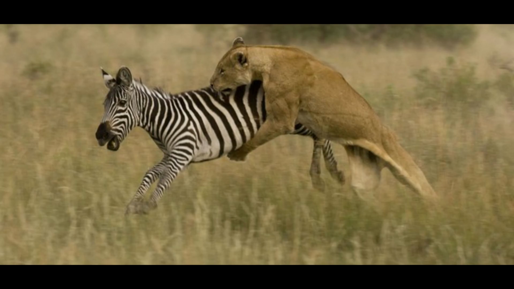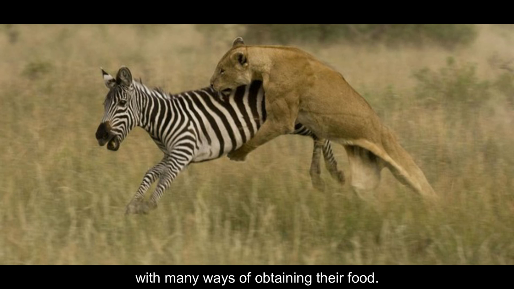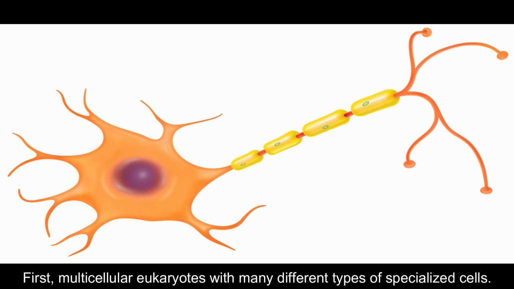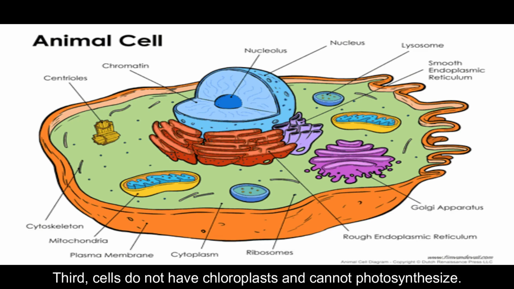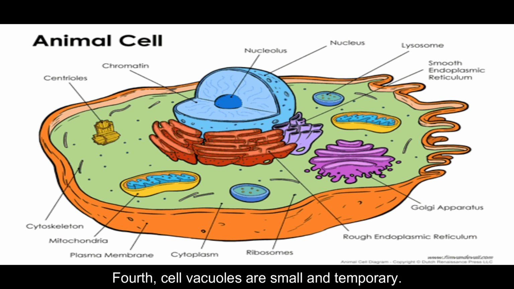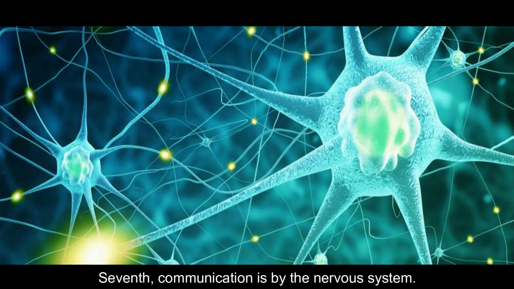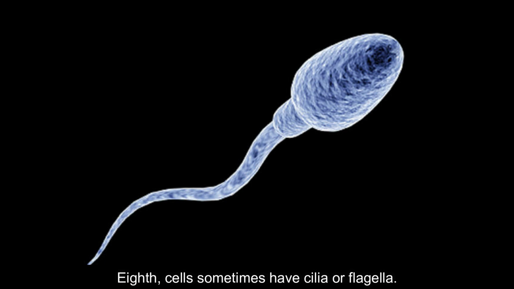Sixth, Animalia. The Animalia are multicellular organisms that are all heterotrophic with many ways of obtaining their food. The characteristic features of Animalia are: first, multicellular eukaryotes with many different types of specialized cells. Second, cells that are differentiated to form tissues and organs. Third, cells do not have chloroplasts and cannot photosynthesize. Fourth, cells' vacuoles are small and temporary. Fifth, heterotroph. Sixth, cells do not have cell walls. Seventh, communication is by the nervous system. Eighth, cells sometimes have cilia or flagella.